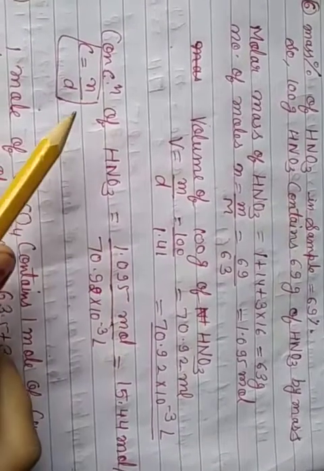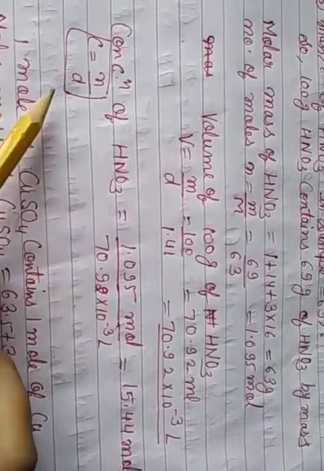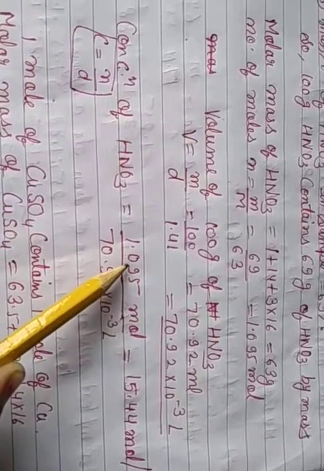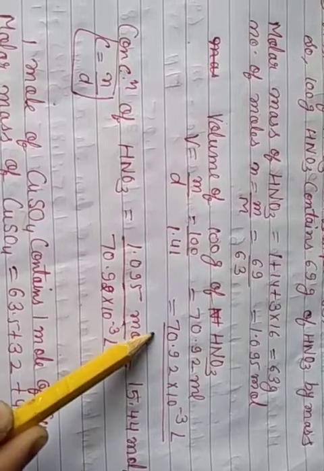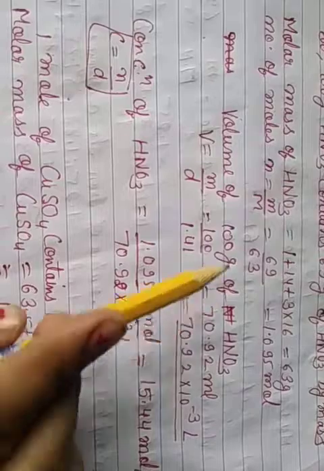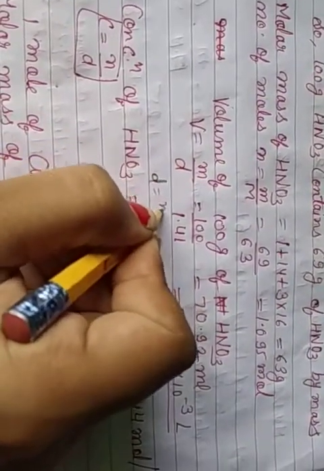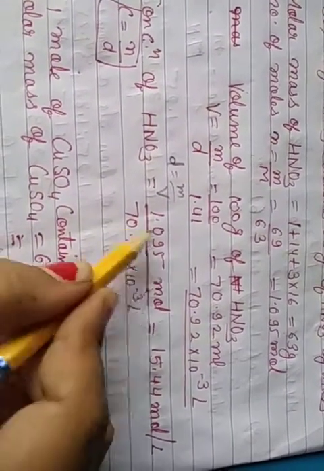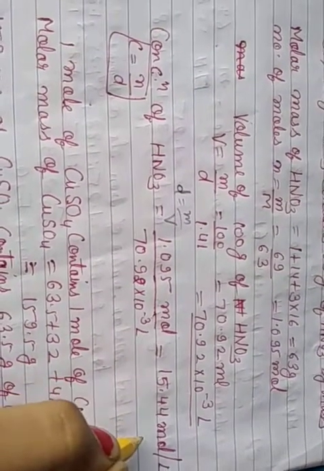Then the concentration of the HNO3, C is equal to n upon V. So the n value is 1.095 mole, divided by the volume, 70.92 into 10 to the power minus 3. So calculate. This is the concentration of the HNO3, 15.44 mole per liter.